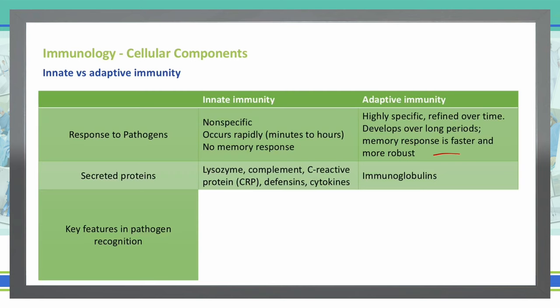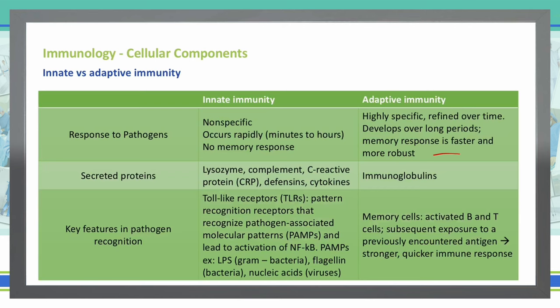And some key features between the two different immune systems: we have toll-like receptors with the innate immunity, and this is a pattern recognition where we see receptors recognize pathogens and then lead it to our natural killing cells via the activation of NF-kB. We also have PAMPs like LPS, lipopolysaccharides. They're only found in gram-negative bacteria. And then flagellin and nucleic acids on bacteria and on viruses.